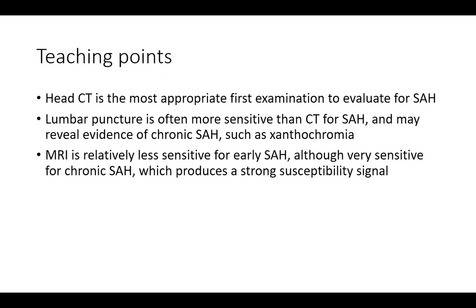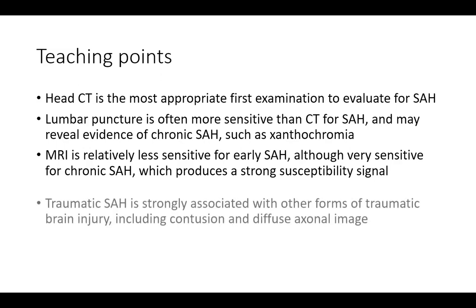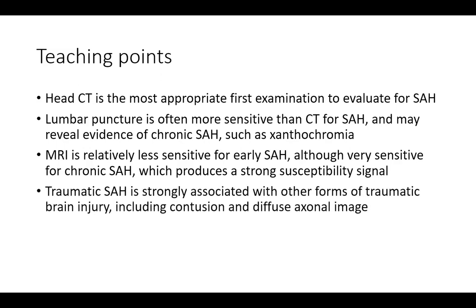The MRI is relatively less sensitive for early subarachnoid hemorrhage, especially the conventional T1 or T2, yet FLAIR may be better than T2. It is also very sensitive for chronic subarachnoid hemorrhage. It may produce strong susceptibility signal seen on the gradient images. Traumatic subarachnoid hemorrhage is strongly associated with other forms of traumatic brain injury like contusion and diffuse axonal injury.